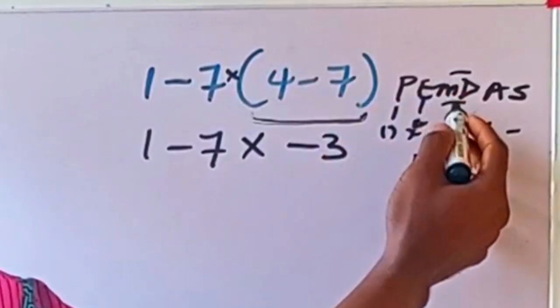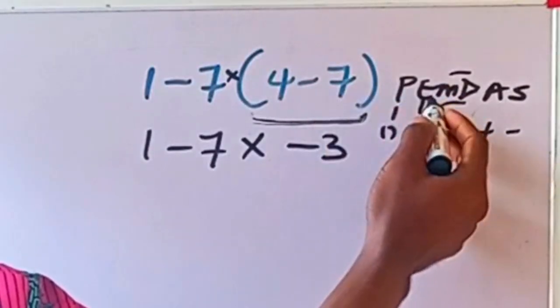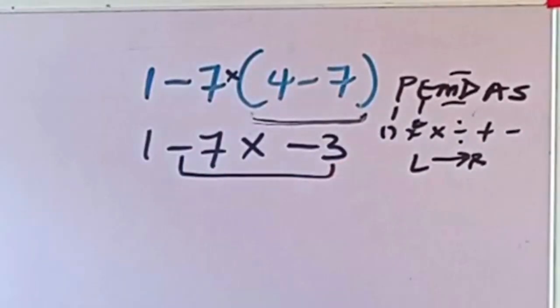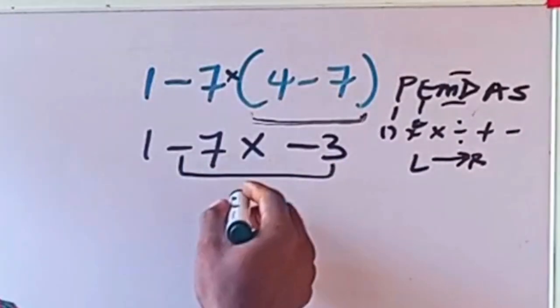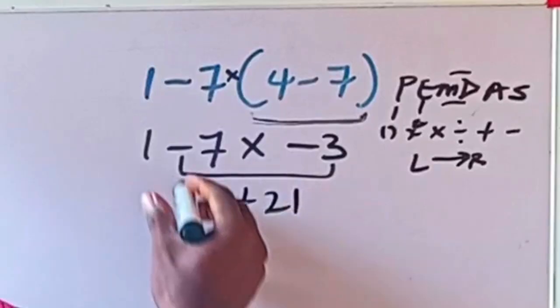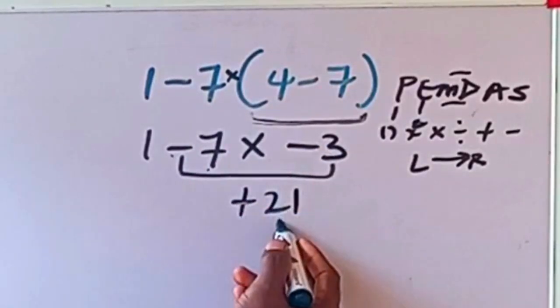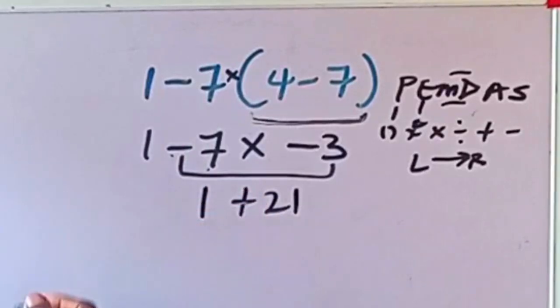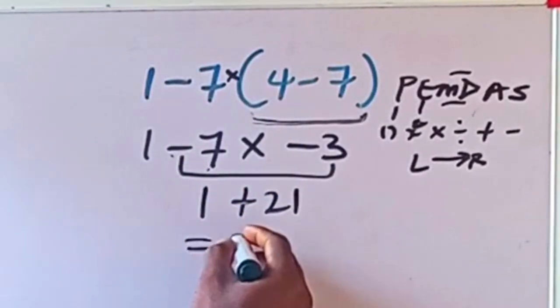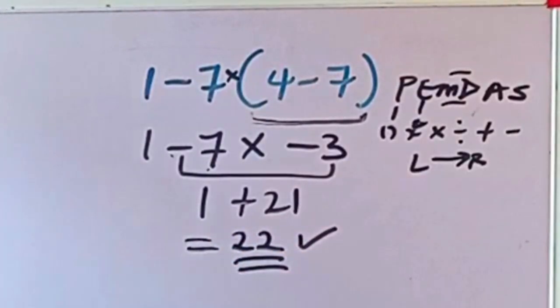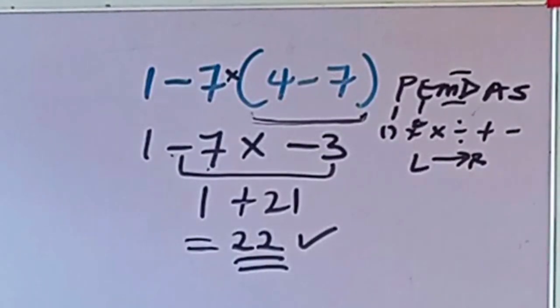So now that we have done with our parentheses, we'll come to multiplication, all right? So minus 7 times minus 3 is going to give us plus 21. Minus times minus will give us plus, all right? While 7 times 3 will give us 21. And we add our 1 here. So 1 plus 21 will give us 22. So guys, this is the correct answer to this question. That is how to solve it, okay?